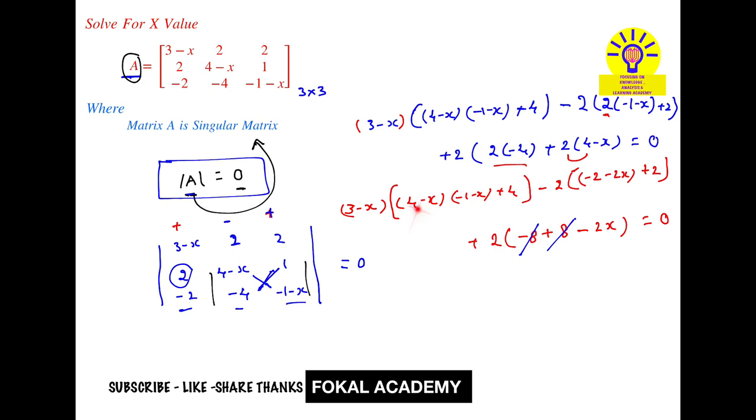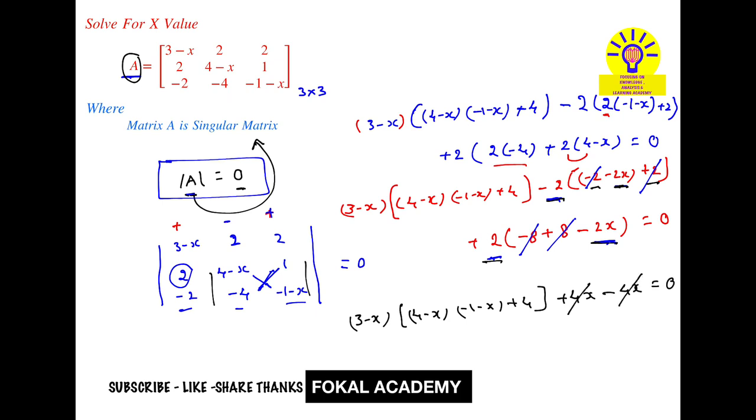Now here we need simplification, especially by multiplying these two terms and adding this value. Here minus 2 plus 2 cancel, it becomes minus 2 into minus 2x, that is plus 4x. Here minus 2x minus 2 plus 2 into minus 2x means minus 4x. Here plus 4x, so totally this will be cancelled. So let's see here. So 3 minus x, keep as it is, 4 minus x, next minus 1 minus x plus 4. Here minus 2 plus 2 cancel, so minus 2x into minus 2, that is plus 4x. Here minus 2x plus 2, that is minus 4x, that's equal to 0.